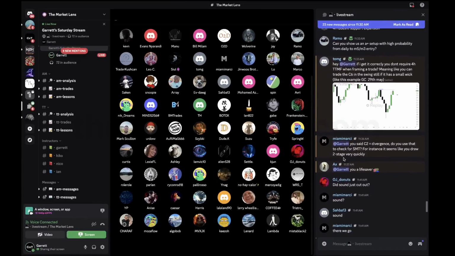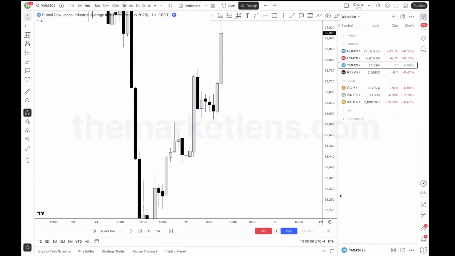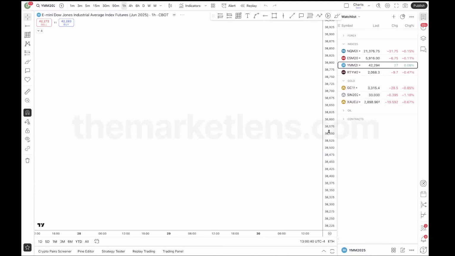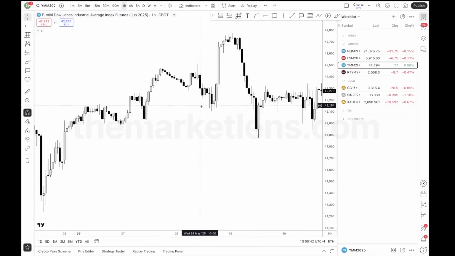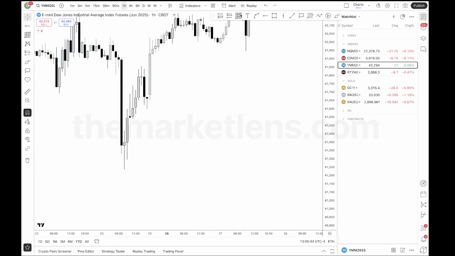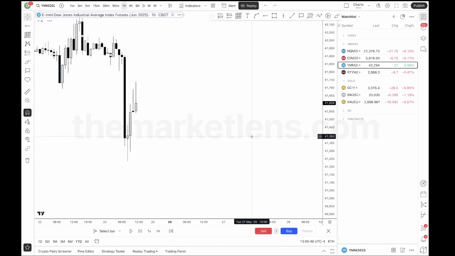You said C2 divergence. Do you use that to check for SMT? For instance, if it seems like you draw 2-stage very quickly. Wait, you said C2 divergence. So yeah, it can be a 2-stage. Like I said, there's many forms of it, but if I go to my trade on YM, for example, this is a 2-stage SMT.